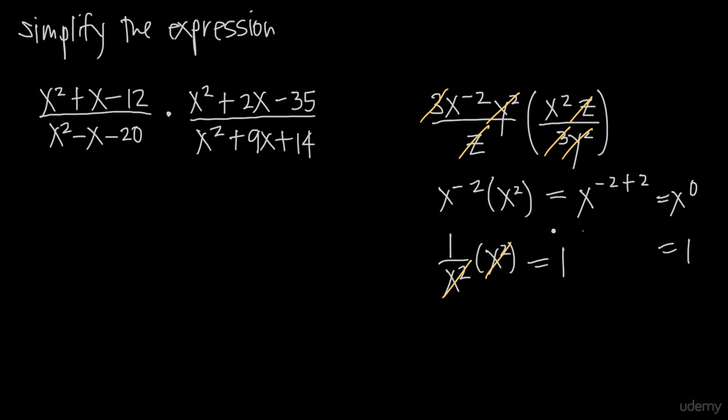So let's look at another example here. We have two rational expressions multiplied together. We have x squared plus x minus 12 over x squared minus x minus 20 multiplied by x squared plus 2x minus 35 over x squared plus 9x plus 14.